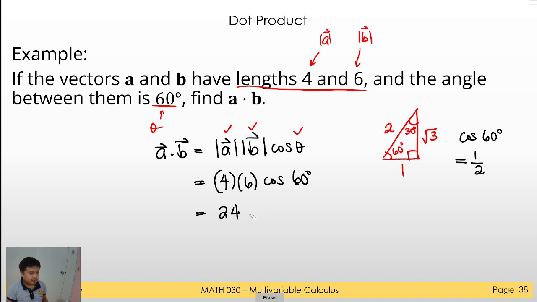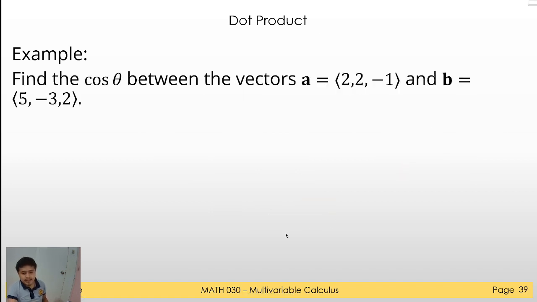Therefore, the answer here, we have to multiply this by, so cosine 60 is equal to 1/2. So the answer here will be 12. Okay? It's that easy.